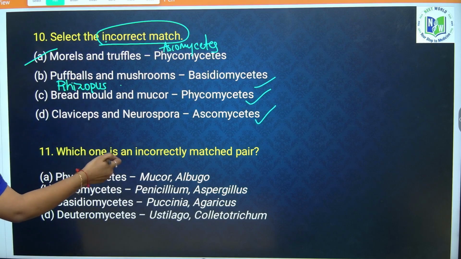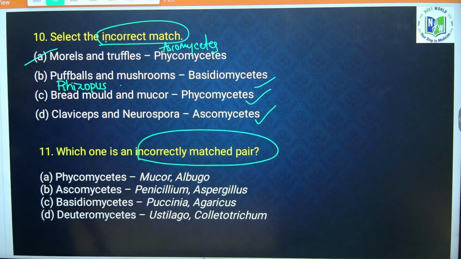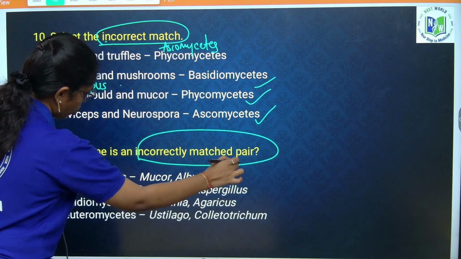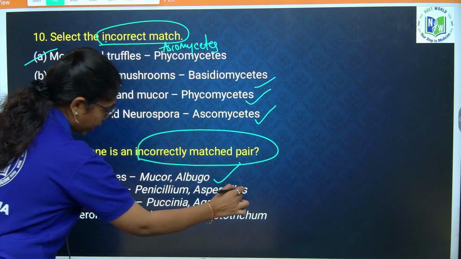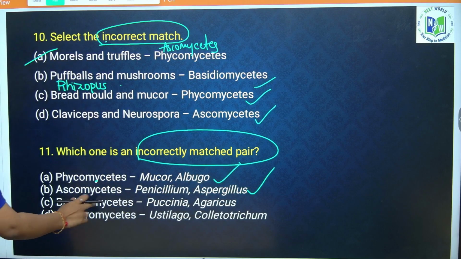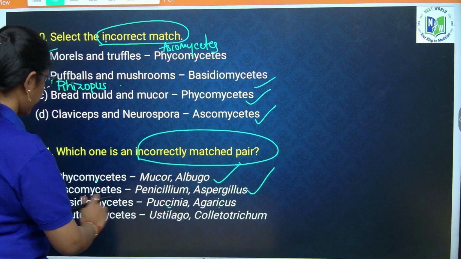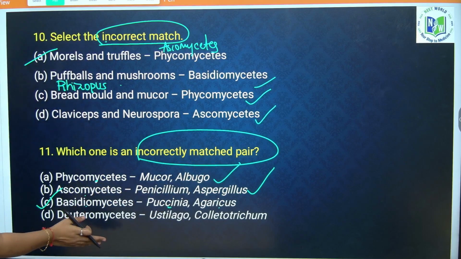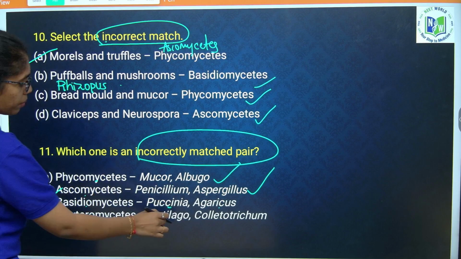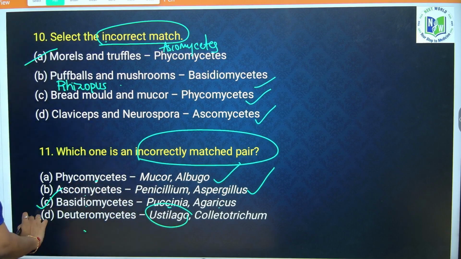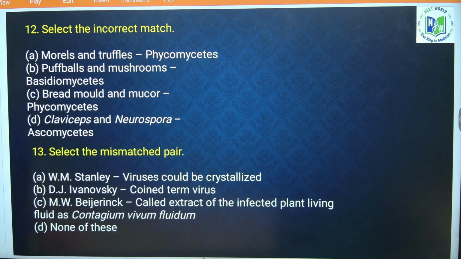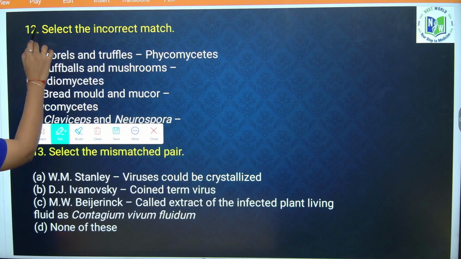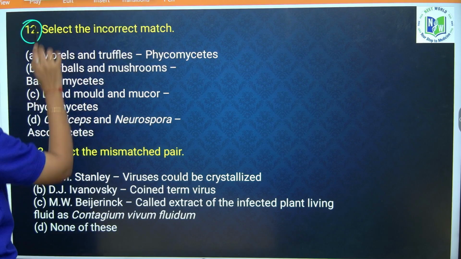Next, which one of the following? Again, incorrectly matched. Phycomycetes, Mucor, Albugo, true. Ascomycetes, Penicillium and Aspergillus, correct. Basidiomycetes, Puccinia and Agaricus, true. Deuteromycetes, Eustylago, Colletotrichum. I think the same objective is repeated. So, our answer will be D. Next question. Select the incorrect match. Yes, here again the same objective is repeated. So, we will go for the next question.